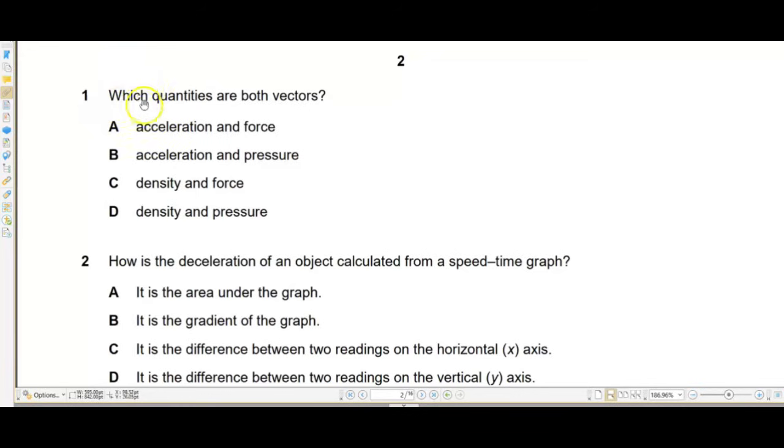Question number 1. Which quantities are both vectors? A. Acceleration and force. Yes, they both are vectors because they have direction as well as magnitude. Acceleration and pressure, this is vector and this is scalar, so this is not correct. Density and force, this is vector, but density is a scalar quantity, so this is also not correct. Density and pressure are also not correct. So A is our correct option.